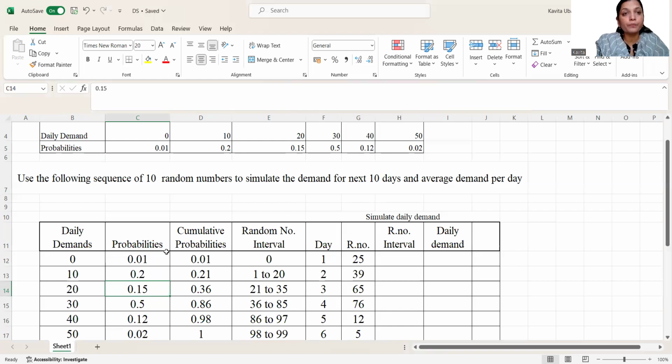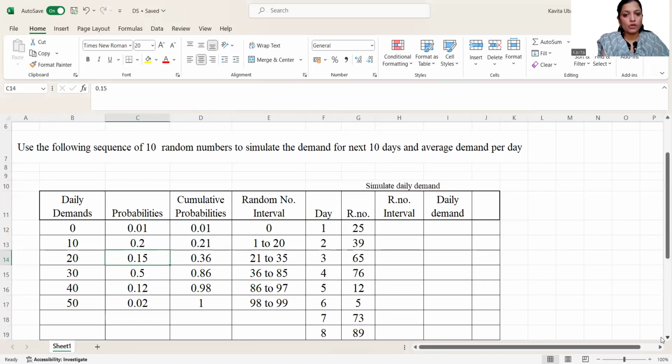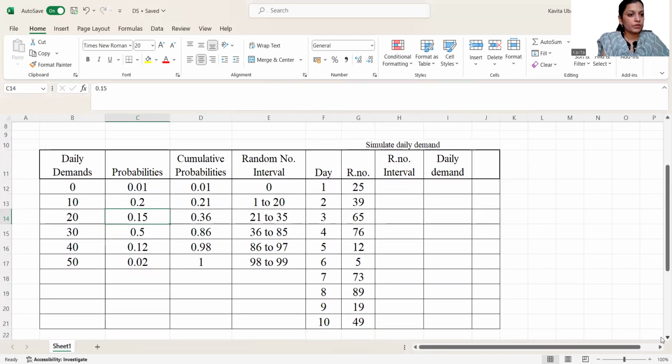This technique helps decision makers take the right decision about their variables, which are there in all types of organizations. Now, come to the solution part of it. First of all, what we need to do: daily demands are given. It is already given in your example, that is 0, 10, 20, 30, 40, and 50.